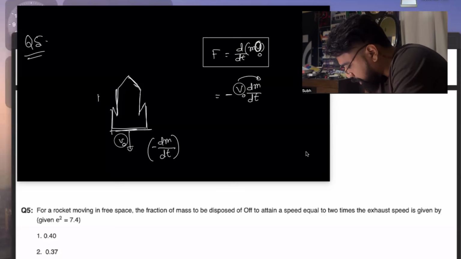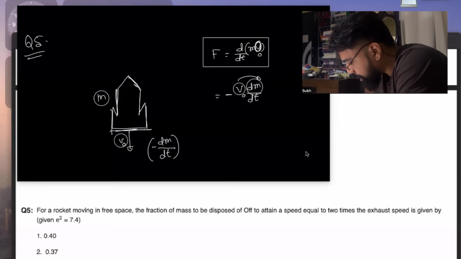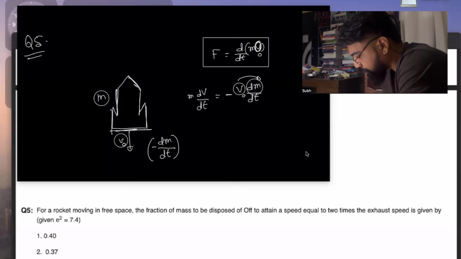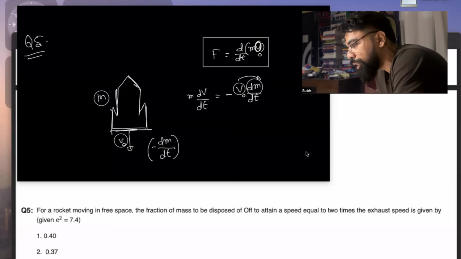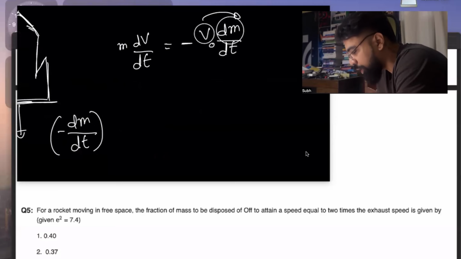So let us imagine that when dm mass is burned, this is the force that is acting on the rocket. M is the remaining mass of the rocket. So its velocity will increase by Newton's second law by this equation, m dv/dt, because force is equal to m dv/dt. M is the remaining mass and dv/dt is the rate of change of velocity with respect to time. So I am assuming that this equation is okay for you.